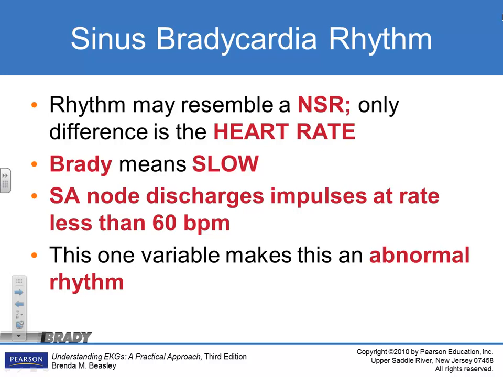And how do you recognize that it's a sinus rhythm and not a junctional rhythm? The P wave is the biggie. If you can see a P wave, a normal P wave with a normal PR interval, then it's going to be a sinus rhythm.